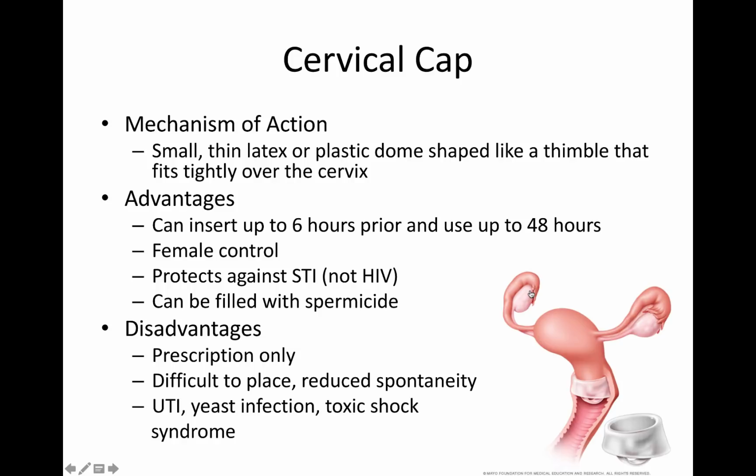Next, we have a cervical cap, which is a small, thin, latex or plastic dome shaped like a thimble that fits tightly over the cervix. Unique advantages to this agent include protection against sexually transmitted infections, not HIV, and these agents can be filled with spermicide, again, to increase efficacy. One important point to note about this is that this agent is prescription only, and it has similar disadvantages to the other devices that we've already discussed.